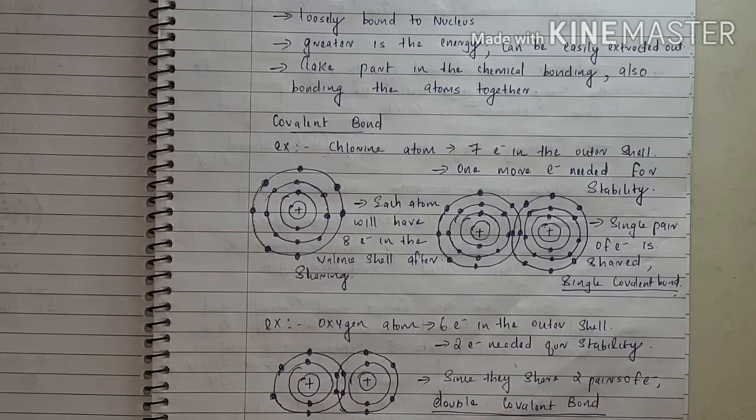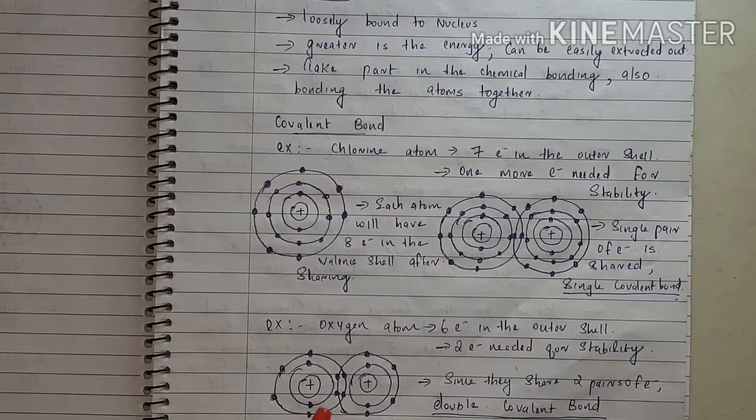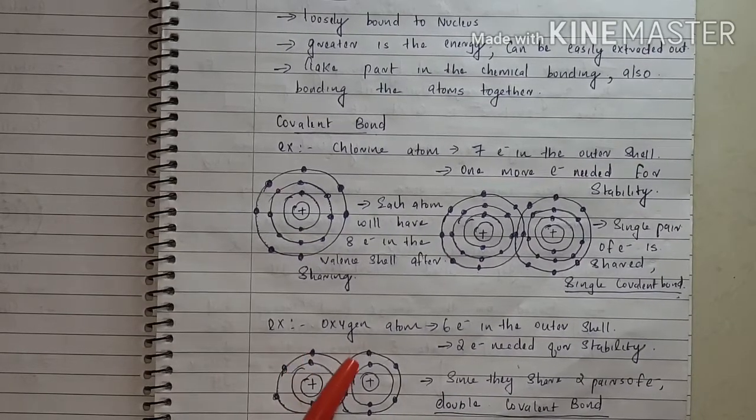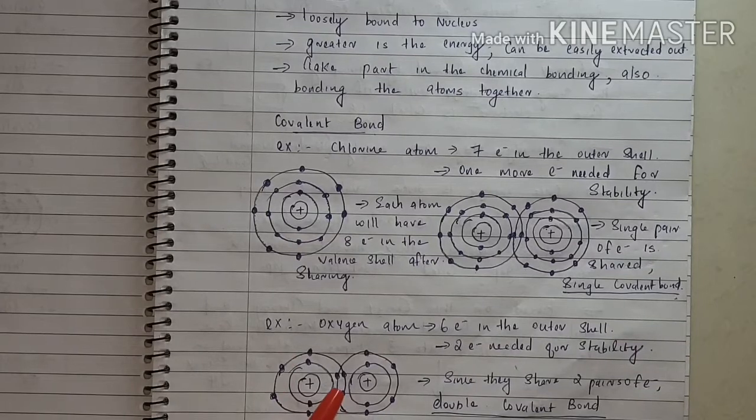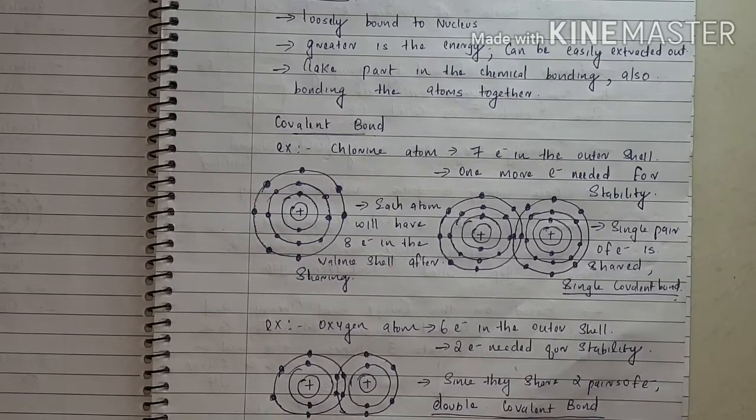What is a double covalent bond? Let us take an example of oxygen atom, which consists of 6 electrons in the outermost shell. So each oxygen atom requires 2 more electrons to become octet and stable. So what they will do is, they share these 2 electrons with another oxygen atom in order to become octet and stable. Since they share 2 electrons each, it is called double covalent bond.